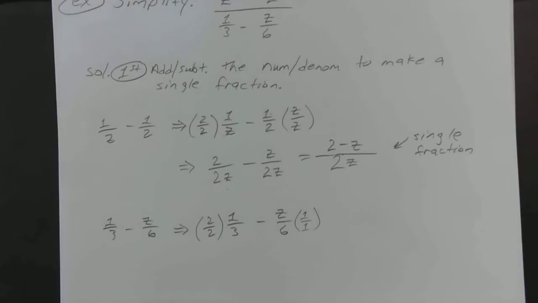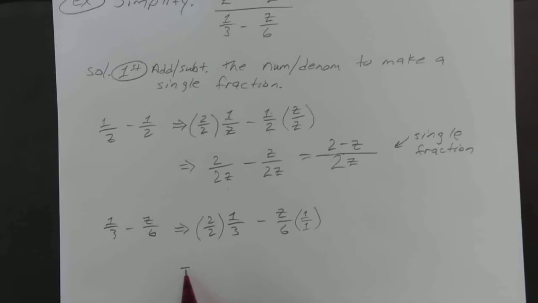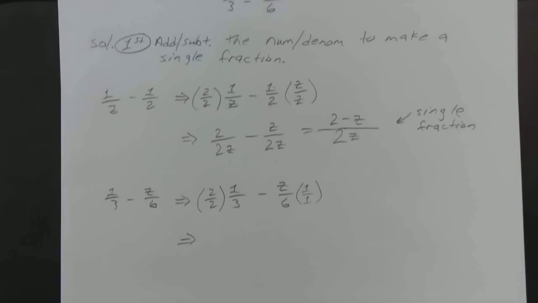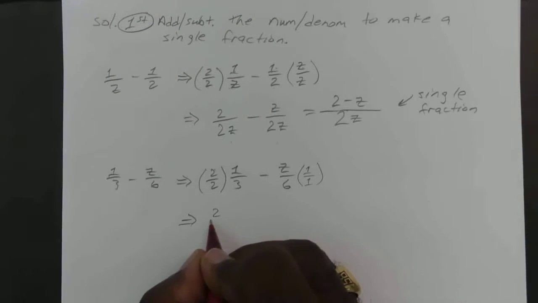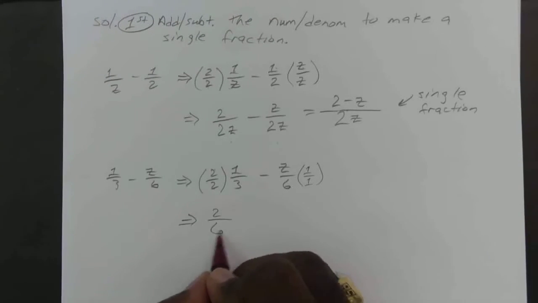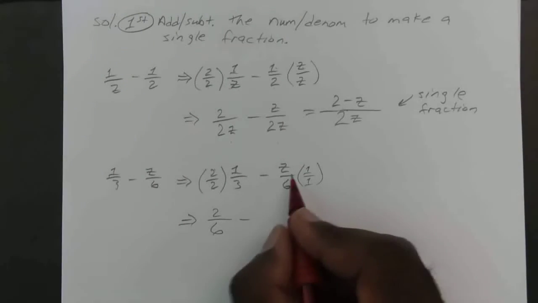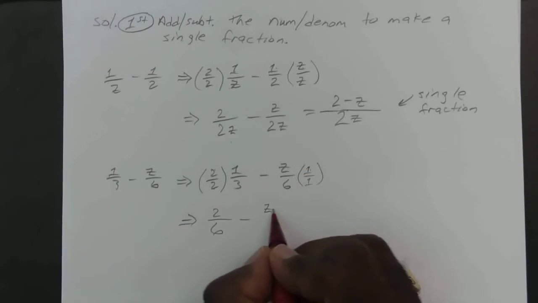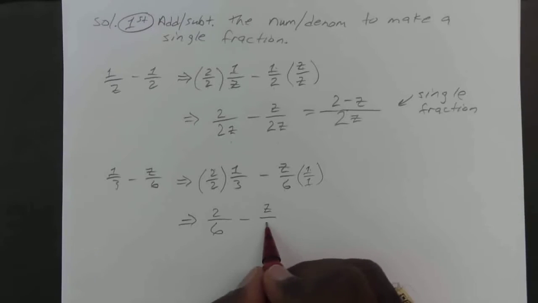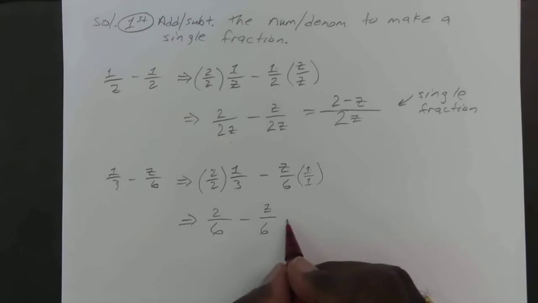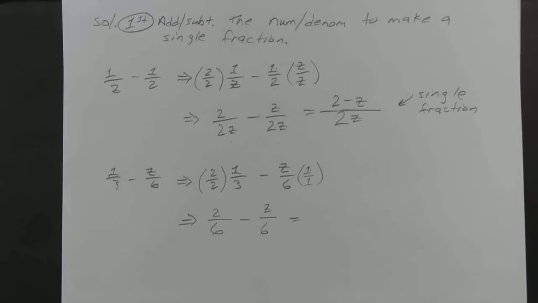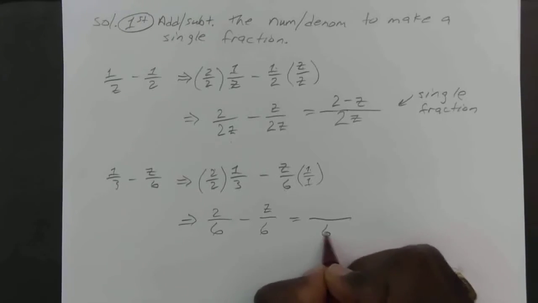Me, I like to keep the same steps over and over just to drill them into my head, so I'll just put 1 over 1 there. So that means you have 2 times 1, which is 2, over 2 times 3, which is 6, minus z times 1, which is z, over 6 times 1, which is 6. We already know we have matching denominators, so our answer is going to be something over 6.